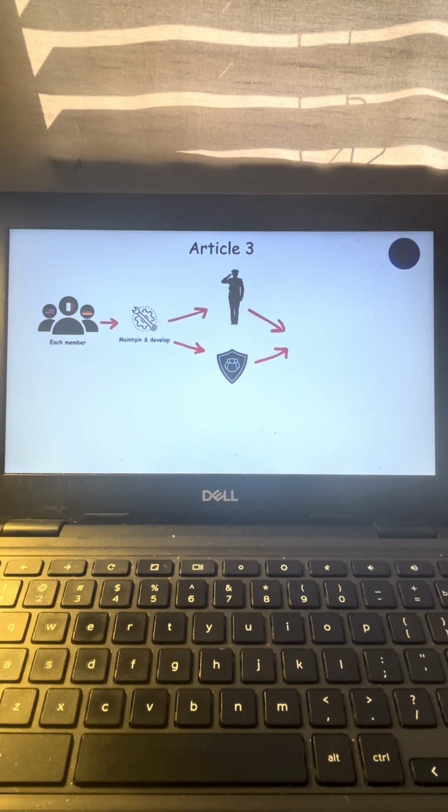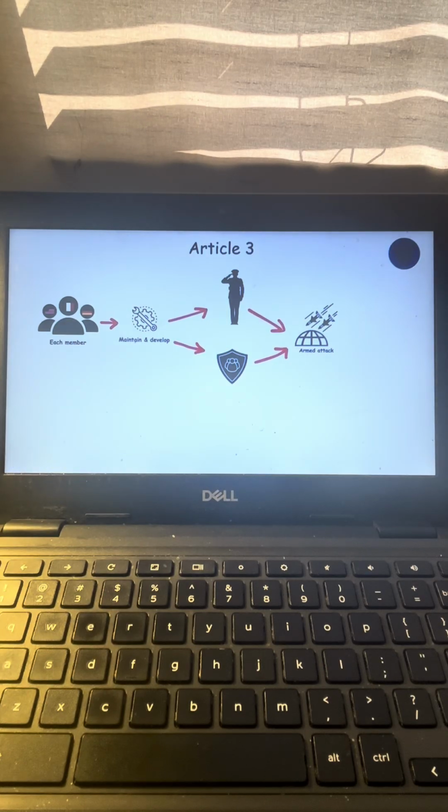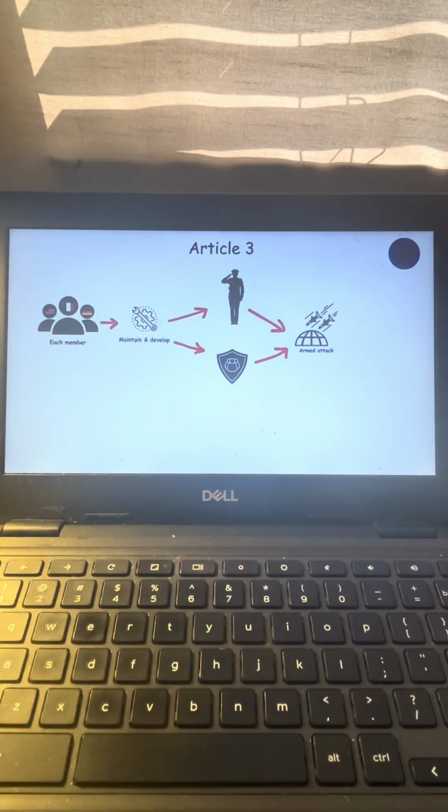Article 3 commits each member state to maintain and develop their individual and collective capacity to resist armed attack. It is an article about self-help and mutual aid. Well, we can see here, like, when the U.S. is making their own weapons, each member maintains and develops their own armed forces to defend their own borders and their country in the alliance.